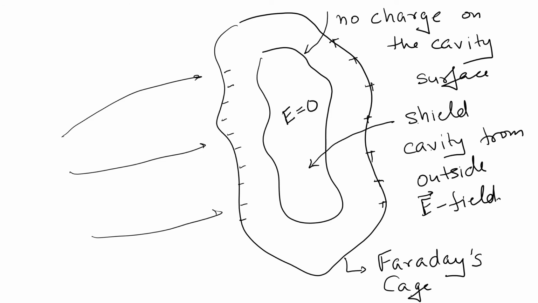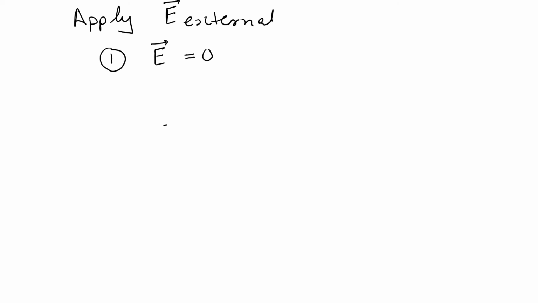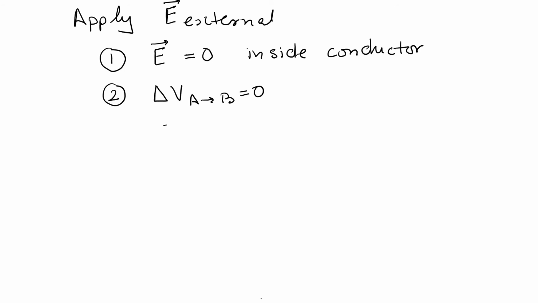And let's quickly revise what the rules are. When we apply external fields, E total inside the conductor has to be zero. No ifs or buts about it. In electrostatics, in an ideal conductor which we are considering, E inside the conductor has to be zero. The potential difference between any two points inside the conductor has to be zero.